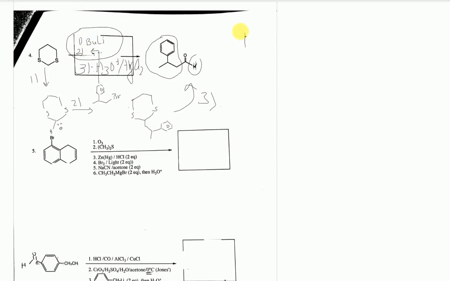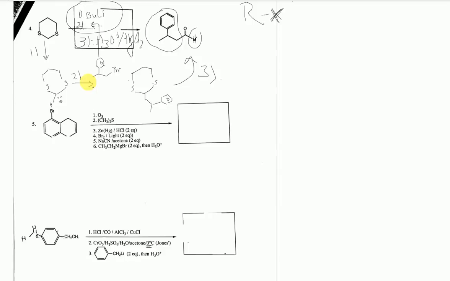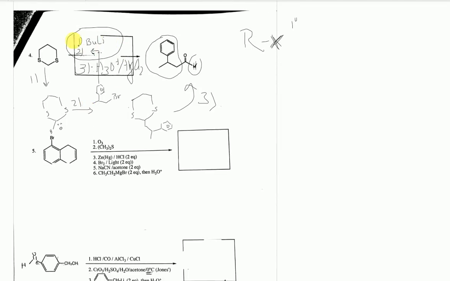BuLi, some RX, that always has to be primary, right? At least a primary or methyl. And then HgCl2, H3O plus will give us the ketone or aldehyde, depending on if you do these first two steps once, you get an aldehyde. If you do it twice, you take off the other hydrogen and it becomes a ketone, and we add another R group.